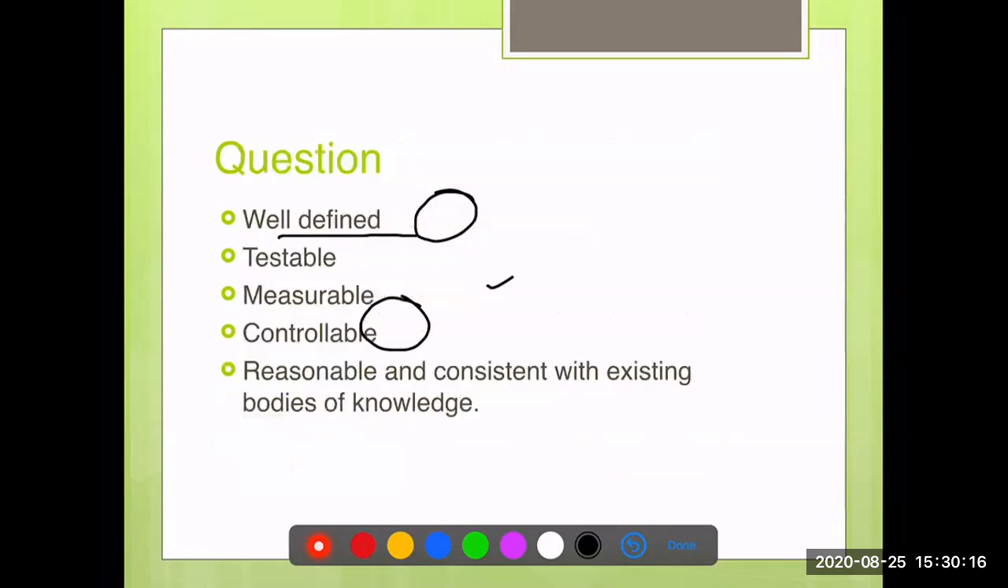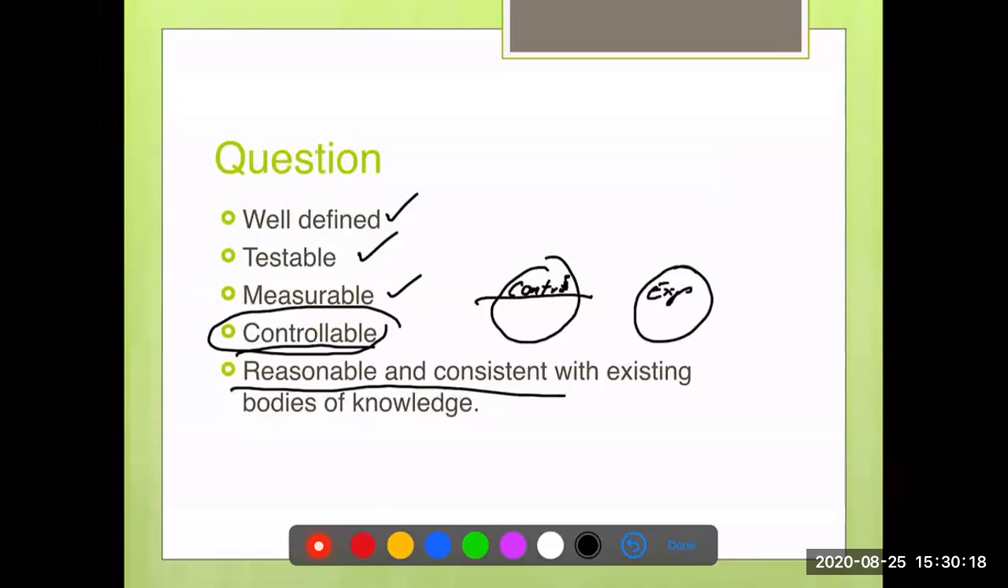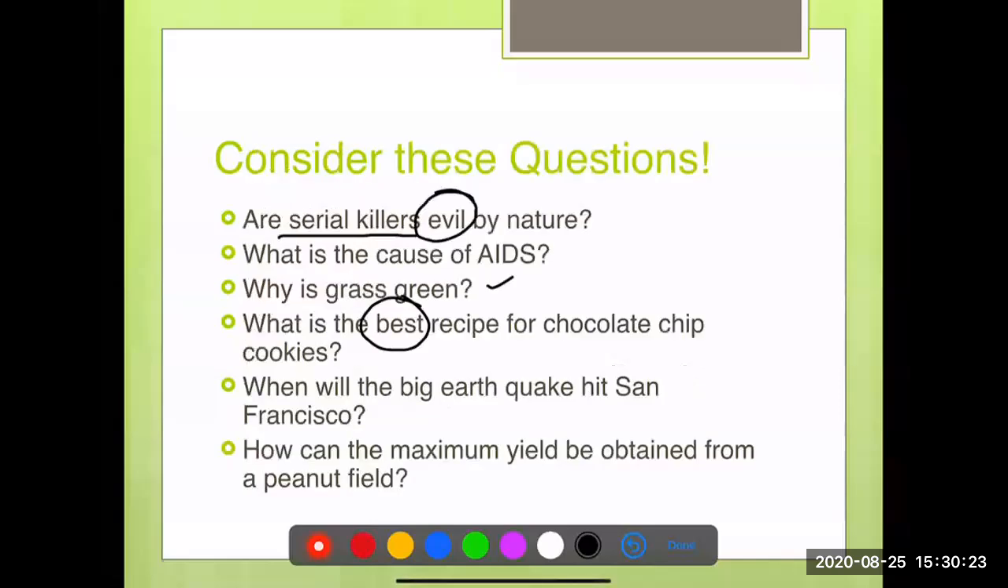So this would be an example of failing maybe as a reasonable question consistent with what we know. We just don't know enough to be able to answer this. How can the maximum yield be obtained from a peanut field or any crop field? It's a good question. It's well defined, it's testable, it's measurable, right? The measurable part would be how much of something you produced. All right, so I hope you're understanding what it is that we would look for in coming up with a better question for the scientific method.